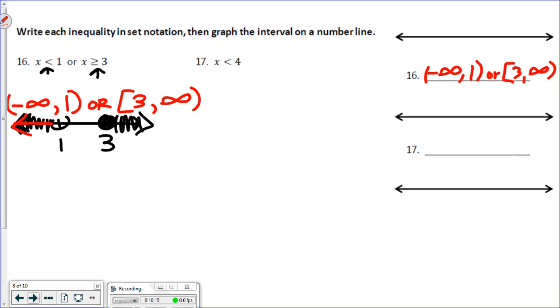On 17, we're going to graph it first. So draw your number line and label a 4. Now, it can't be equal to 4, so we have an open circle. And x is anything less than 4. So we're going to shade to the left. Less than, left.